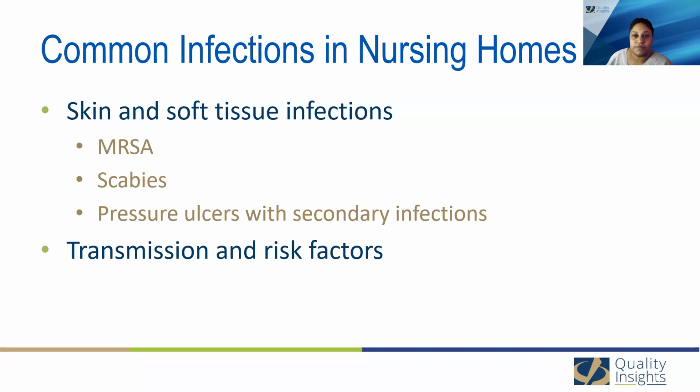Another type of infection that we see often is our skin and soft tissue infections. So things like MRSA, scabies, pressure ulcers with secondary infections. They often arise from breaks in the skin barrier or wound care or direct contact with infected individuals or contaminated equipment. These type of infections are spread usually through direct contact or shared equipment and linens, and can also be spread through poor wound management and hygiene. Compromised skin integrity from pressure injuries may also be a risk factor as well.